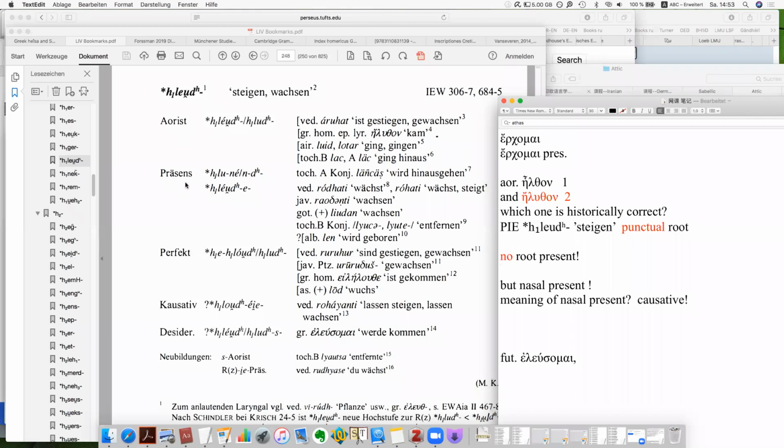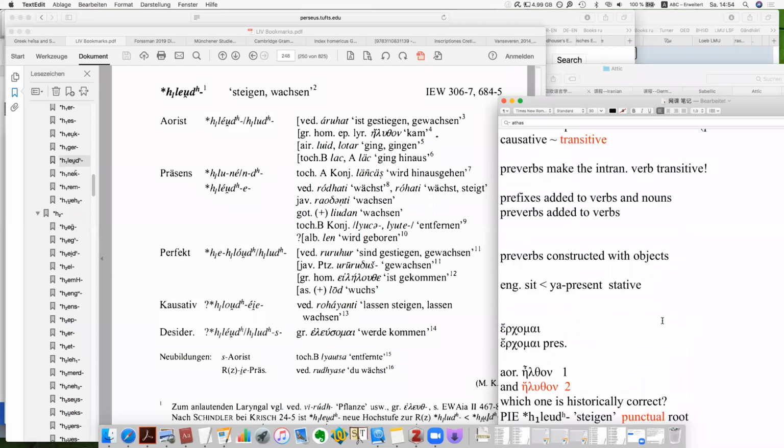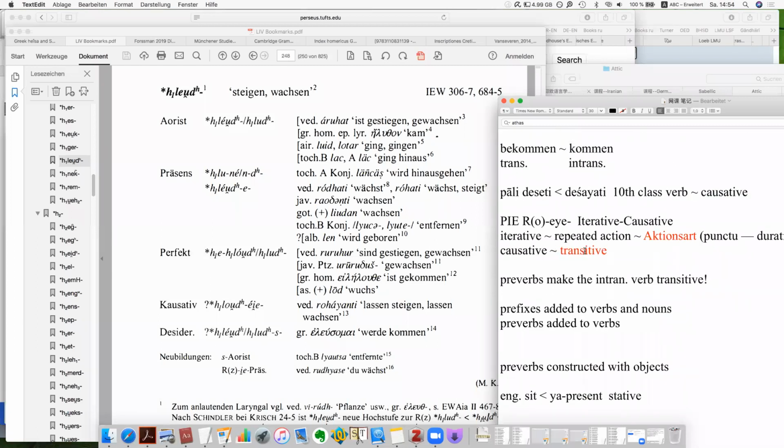And then how can we build a present? The present is a continuous, durative action, right? How can we build it? We use a nasal suffix or nasal infix. And the nasal infix, what is its meaning? It is the causative meaning. So this proves again that the causativity of a verb and Aktionsart are closely related. And then I just give a homework to you.